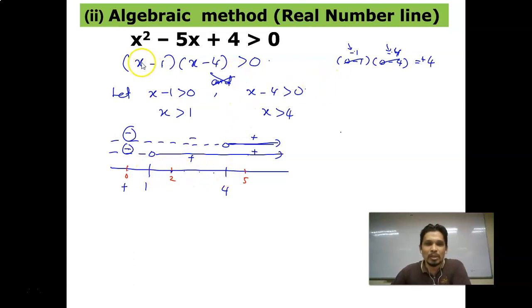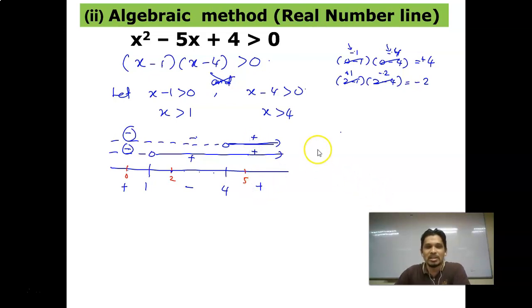Let's take it 2. Substitute 2 here and 2 here. 2 minus 1 and 2 minus 4. 2 minus 1 equal to 1, positive. 2 minus 4 equal to negative 2, negative. Positive, negative. Get it? So positive 1 multiplied with negative 2 gives a negative value here. So we may just simply write down here, positive times positive, it is positive.